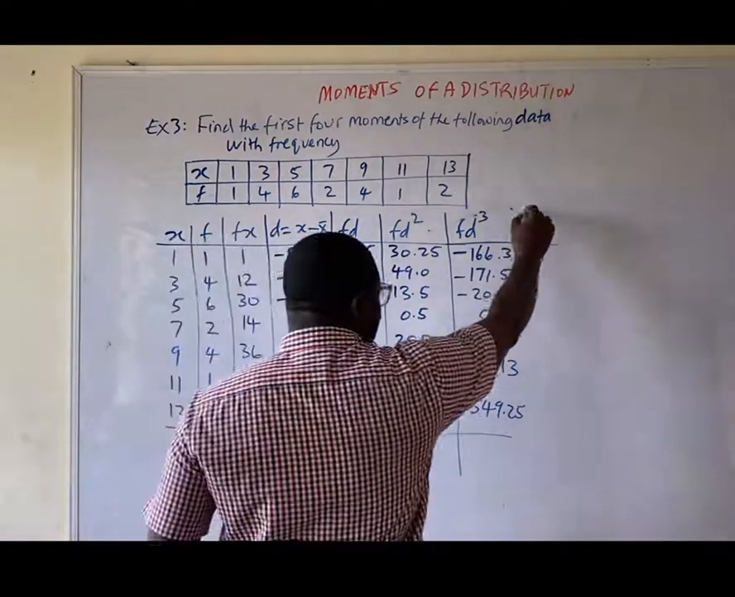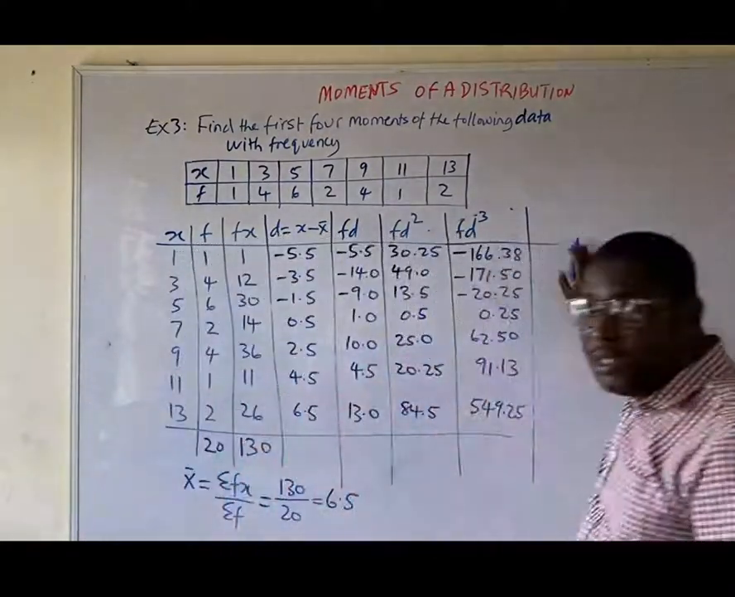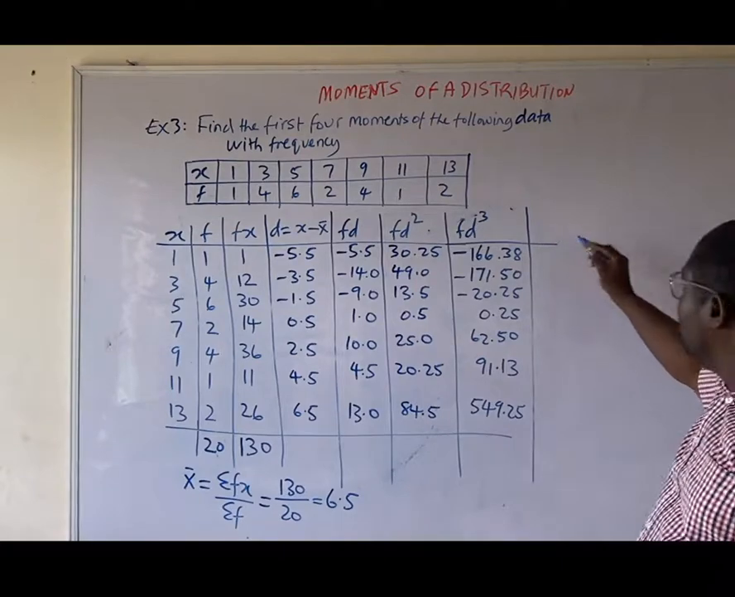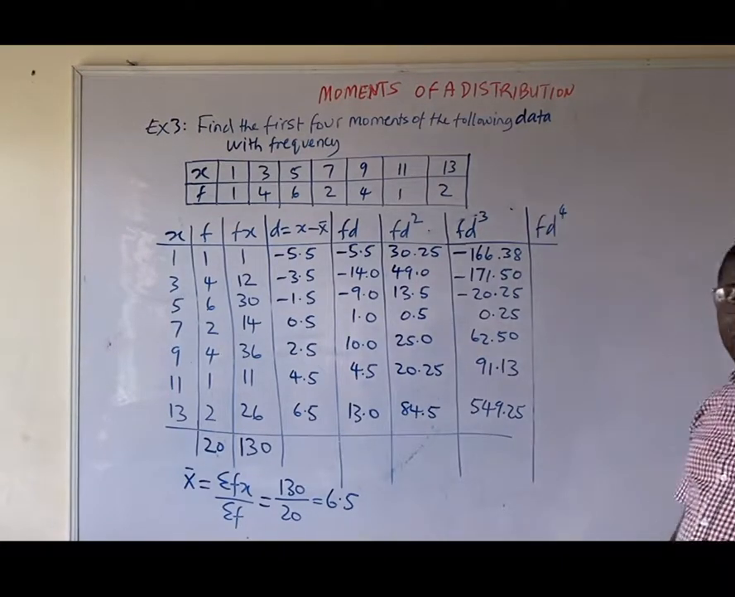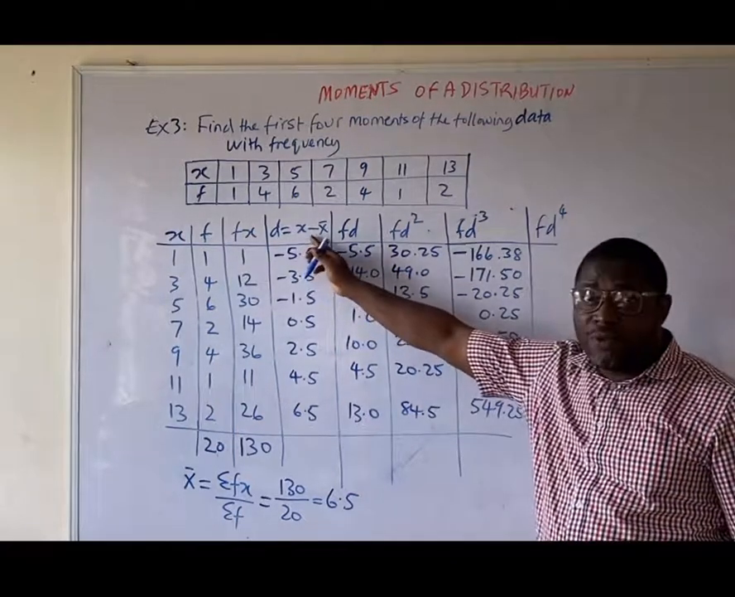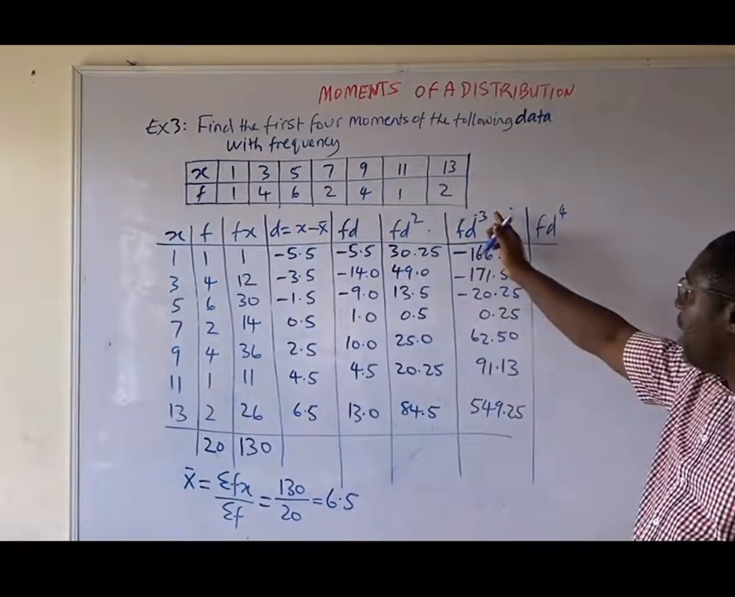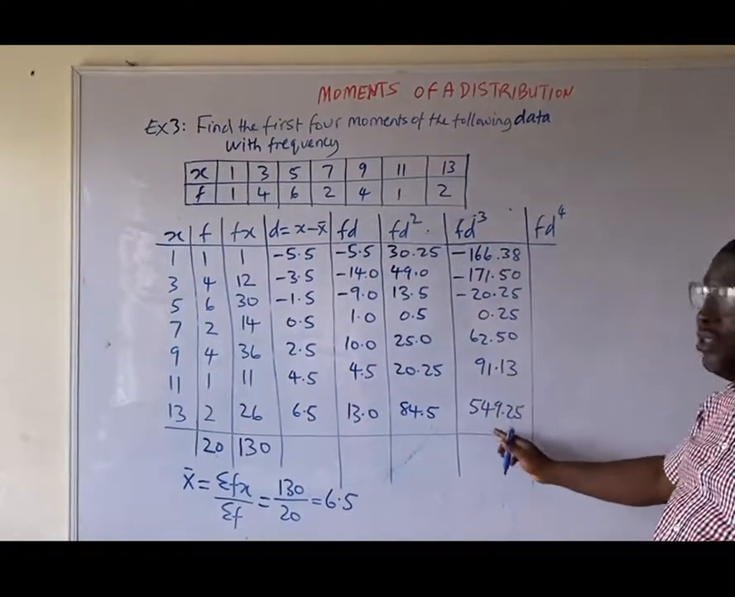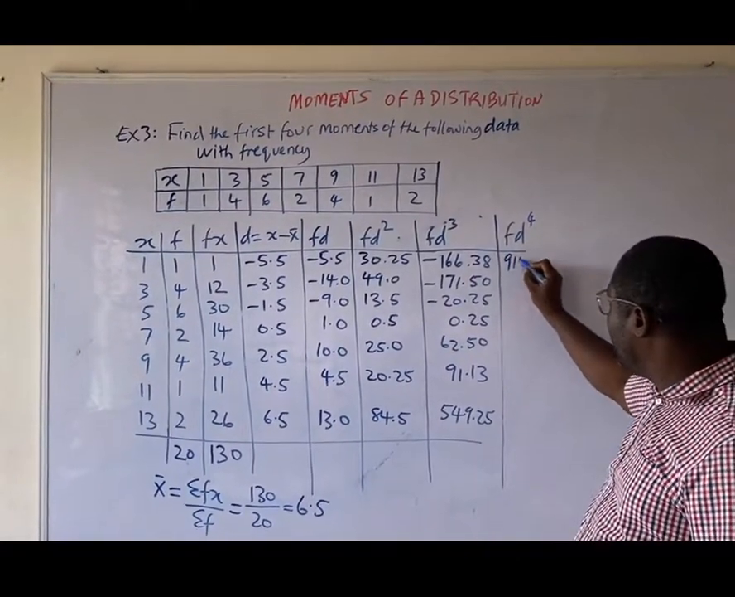Let's now do the fourth degree deviation. The fourth degree deviation, let's move to this side of the board. The fourth degree deviation is FD raised to power 4. FD raised to power 4 will be multiplying the values in D by the values in FD raised to power 3.